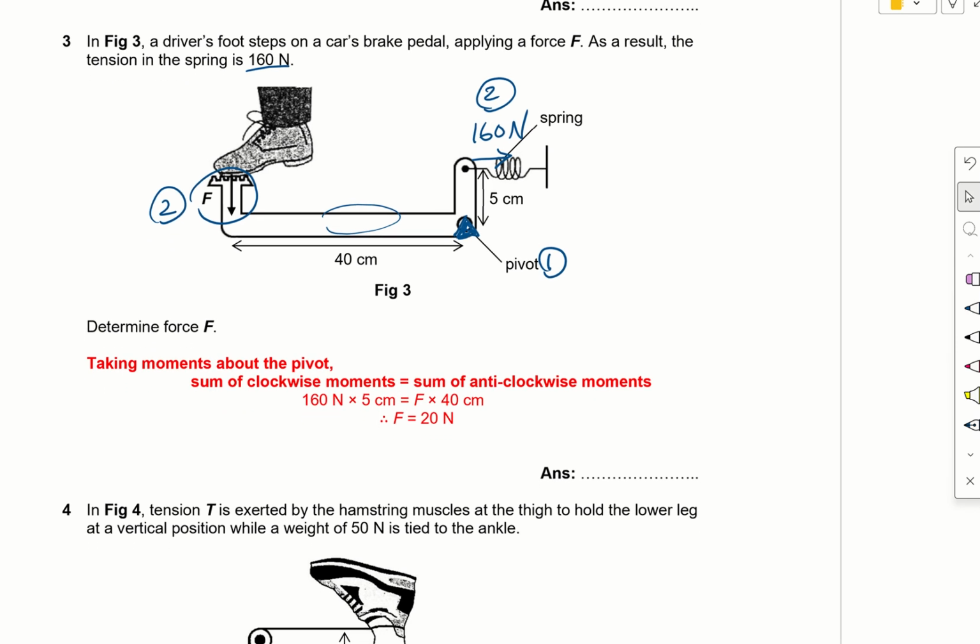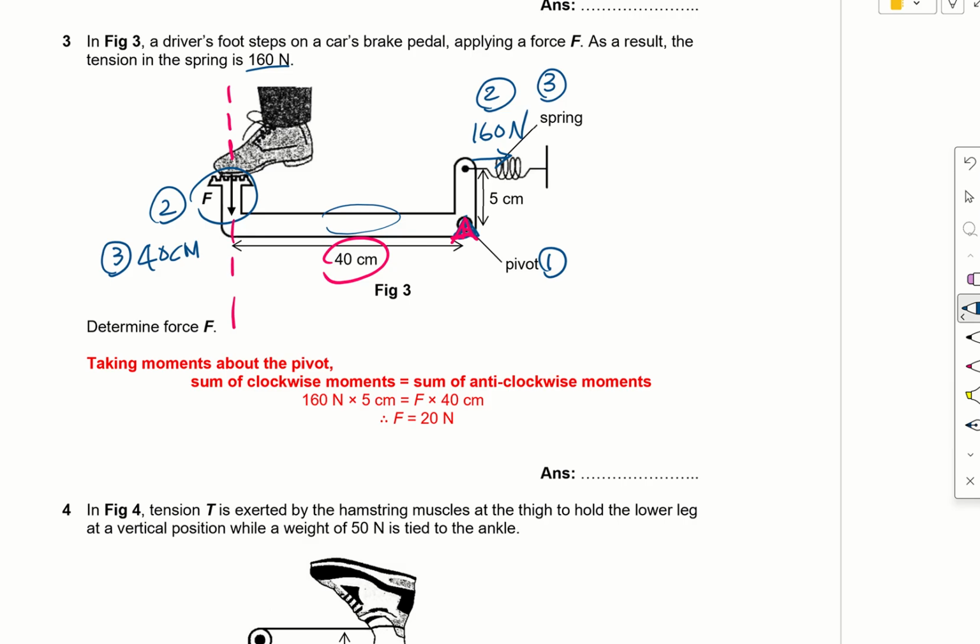Okay. Step 3, the perpendicular distance. For the force F, it is pretty straightforward. You draw your line of action of the force F, and since the pivot is here, the perpendicular distance is 40 cm. So step 3, it is 40 cm.